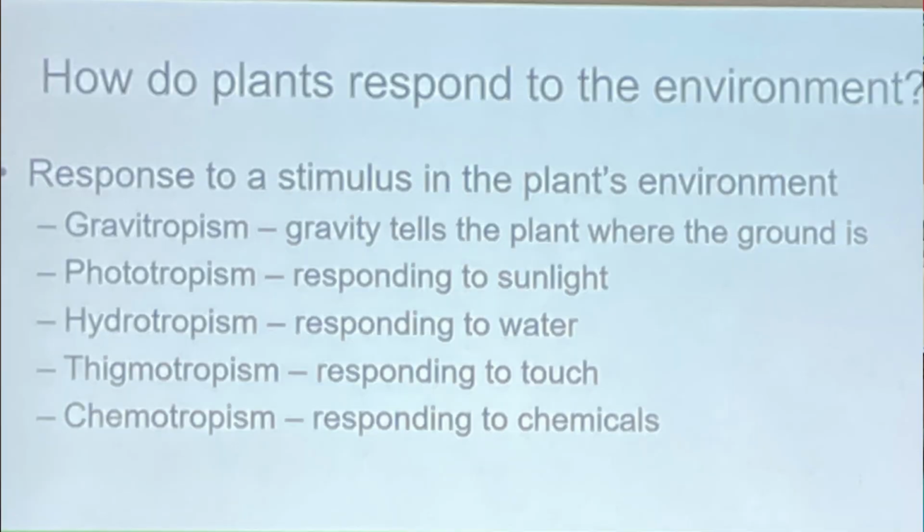So we'll move forward. How do plants respond to the environment? Response to a stimulus in the plant's environment. Gravitropism: gravity tells the plants where the ground is, kind of like a pendula or weeping trees. Phototropism responds to sunlight. Hydrotropism responds to water, hydro. Thigmotropism responds to touch. Chemotropism responds to chemicals. And that brought us to the end of the class.